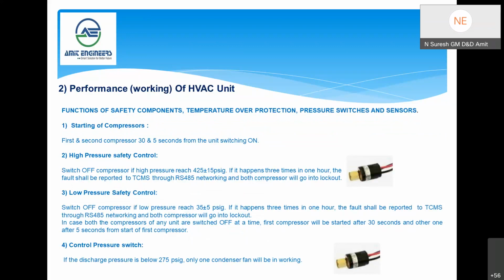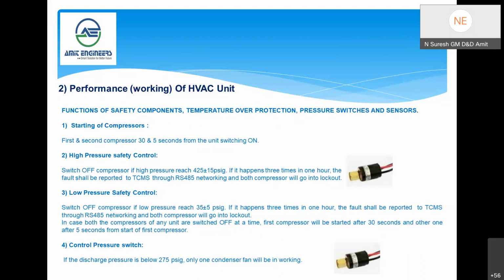If the head pressure goes beyond 425 psig, the mechanical pressure switch will open and give a false signal and ensure the compressor will not run beyond this designed pressure. Similarly, for low pressure, if the system suction pressure goes below 35 psig, the mechanical pressure switch will cut off the compressor. Control pressure switch: if the ambient is low, less than 275, one fan will be in off condition.